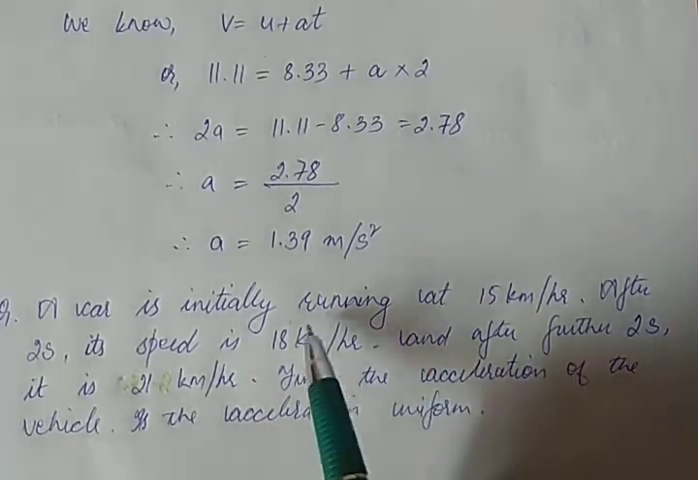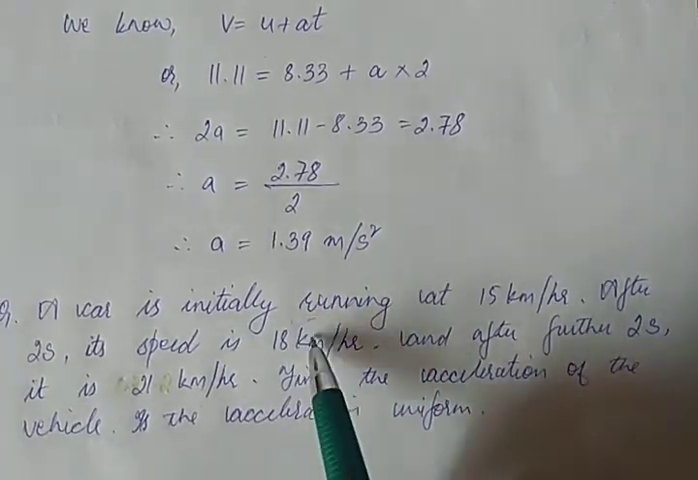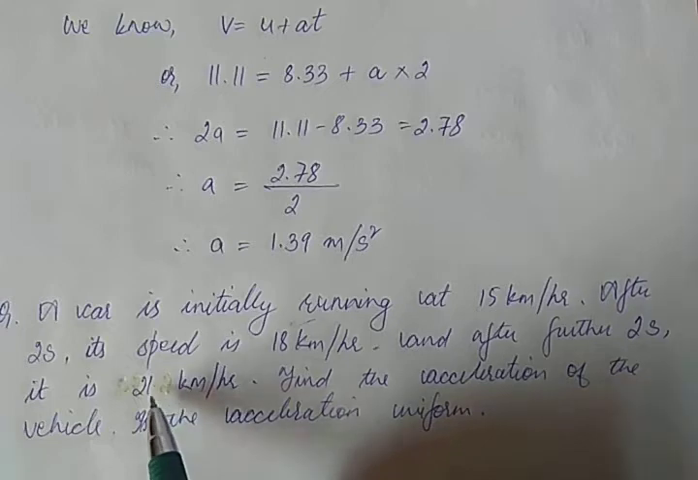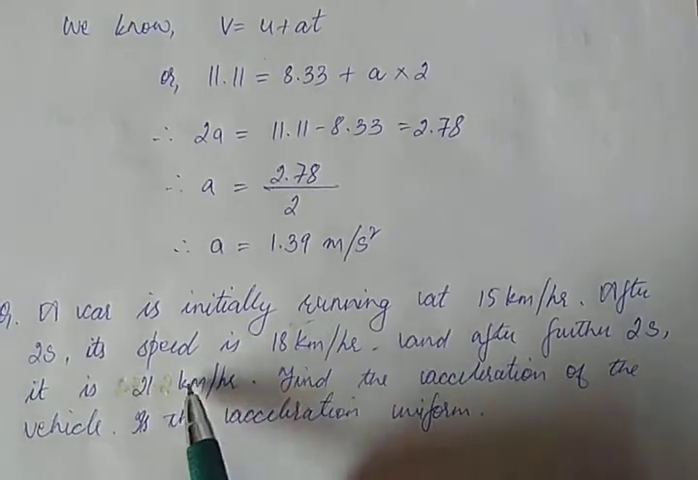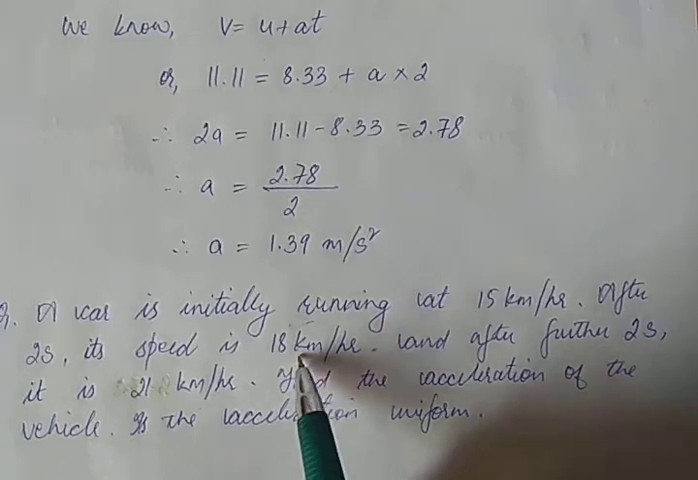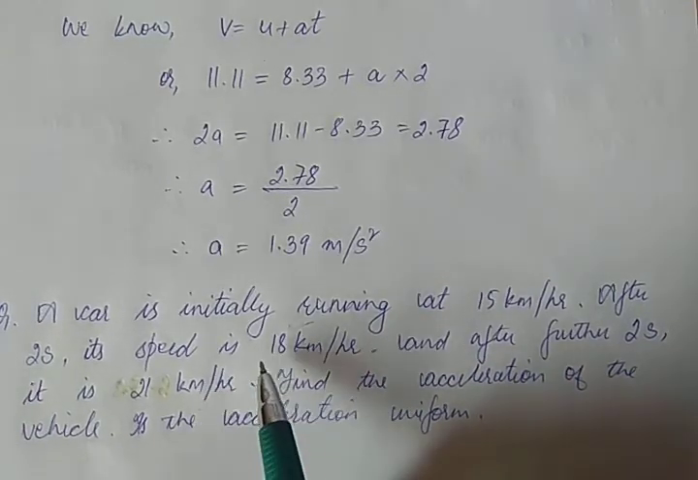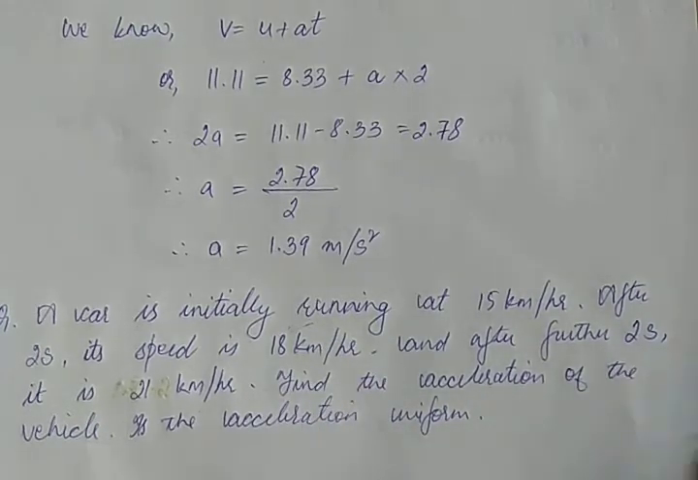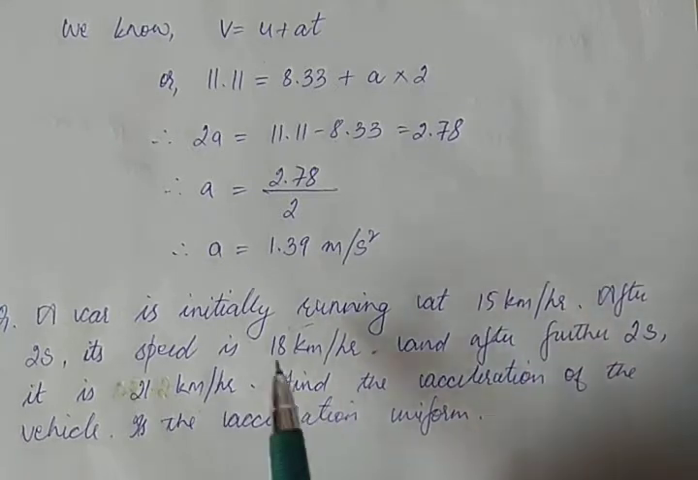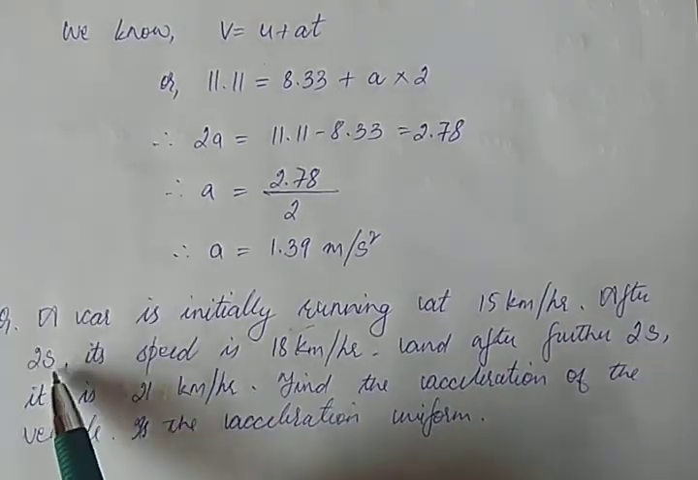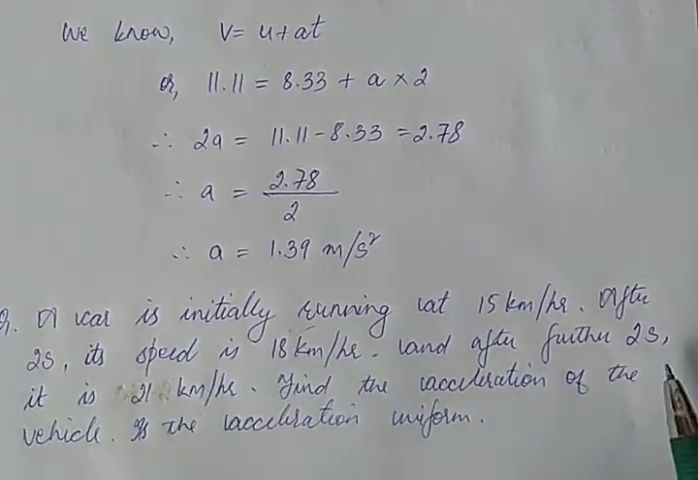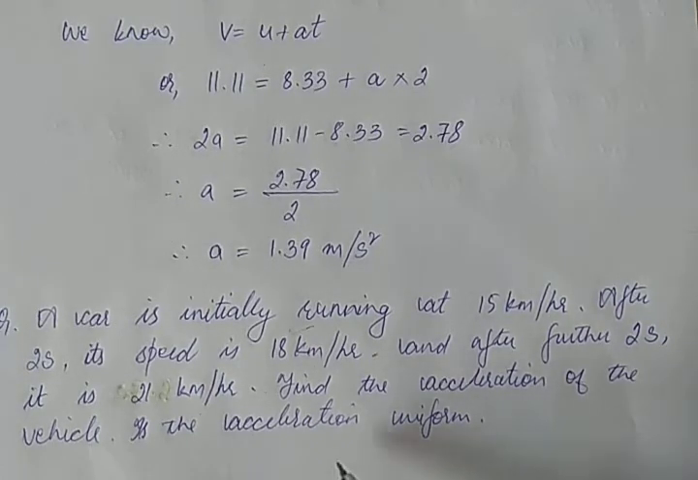Then the second case, after a further 2 seconds, it is 21 kilometers per hour. Now for this case, this 18 kilometers per hour is your initial velocity u, and 21 kilometers per hour is your final velocity v. And this change in velocity is happening in 2 seconds. So for this second scenario also, you will find acceleration. So there are two values of acceleration that you're finding. First, for the change from 15 to 18 kilometers per hour in 2 seconds, and then for the second case, from 18 to 21 kilometers per hour, again in 2 seconds. You will see if the two values of the acceleration are the same or not.